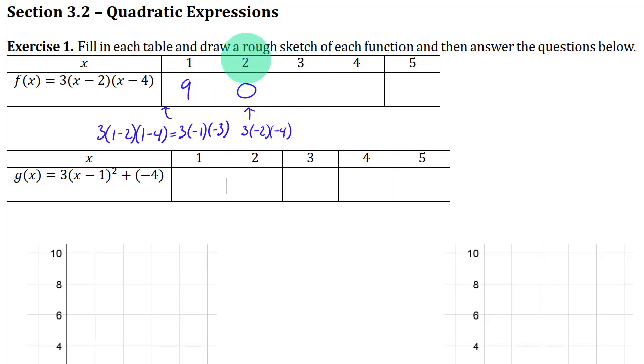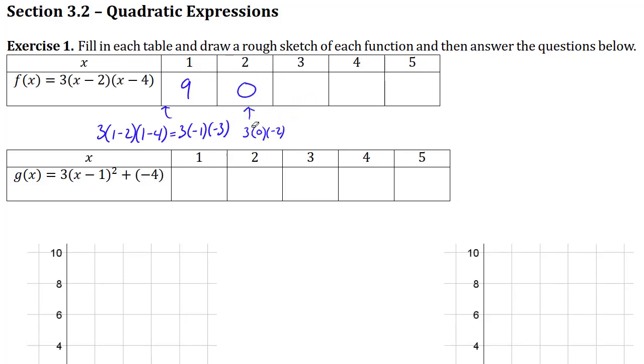When you plug in x equals 2, you should get a result of 0. Whoops, I wrote this wrong. You should get 0 because that's 3 times 0 times negative 2. That's what you get when you replace the x with 2. And when you plug in x equals 3, you'll get negative 3. Plug in x equals 4. Plugging in x equals 4 here is going to make it so this part becomes 0, and that makes the whole thing become 0, because 3 times 2 times 0 is 0.